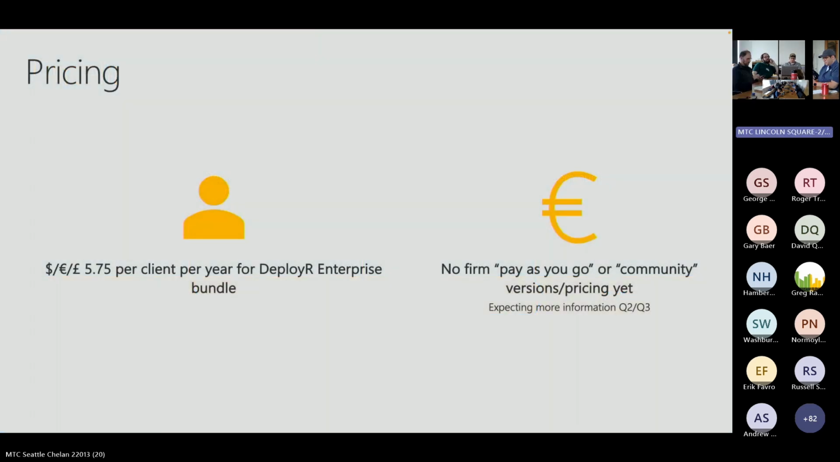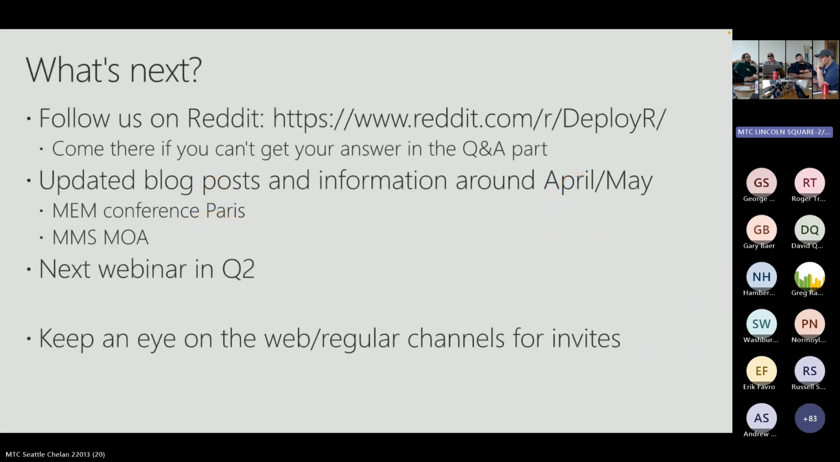For the full enterprise version, which includes support and all the functionality, the expectation is pricing around $3.75 per machine per year, which if you're used to Microsoft pricing, that's orders of magnitude less than any Microsoft subscription, but that's what we're looking at. We're still working on the packaging and pricing for the other options, but expect more information on that soon.